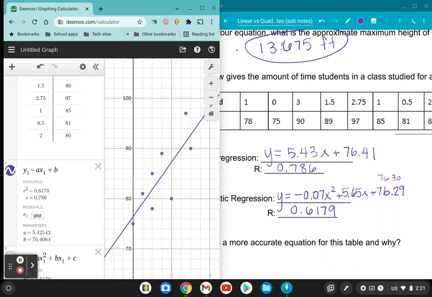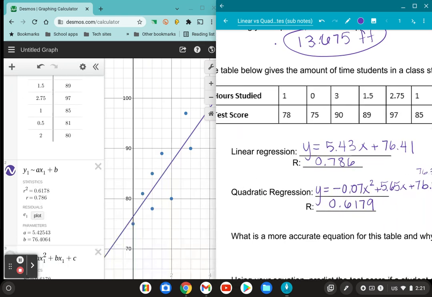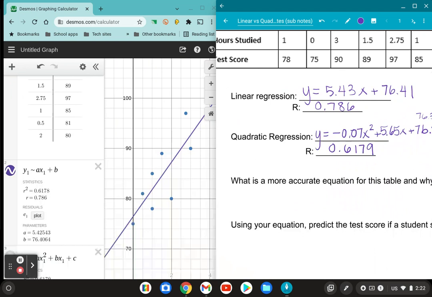And if we need to put it back in there, we can see the points. The R value is definitely closer to 1, so we are going to do it. This one is going to be linear. Because it's closer to 1.